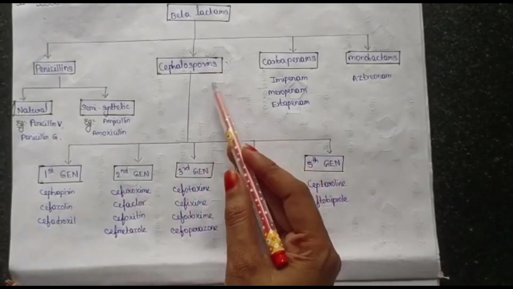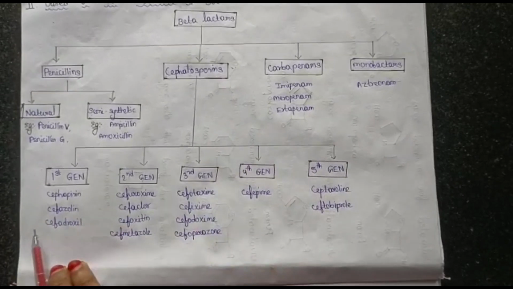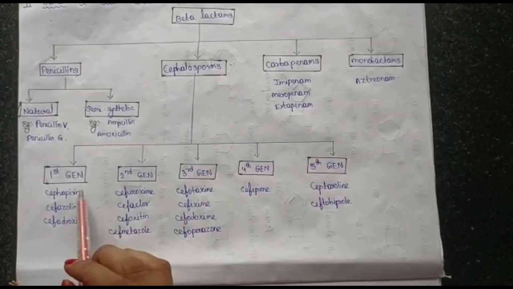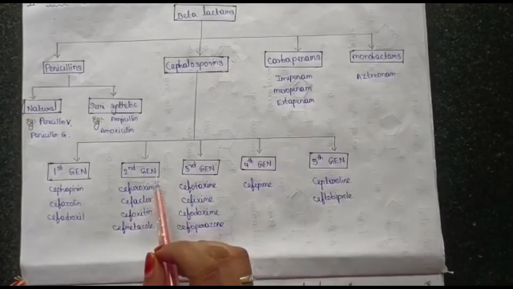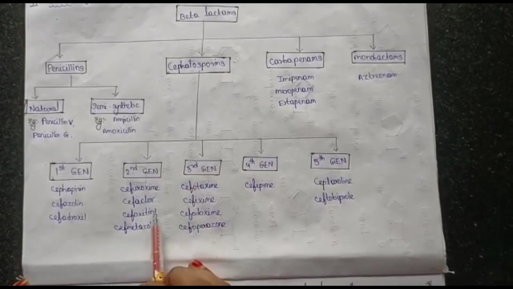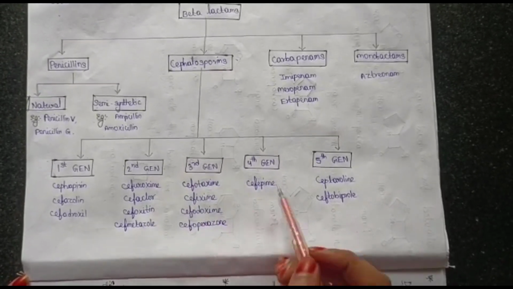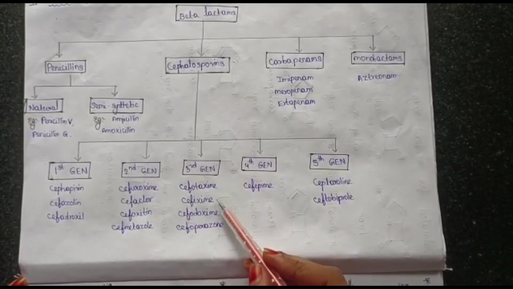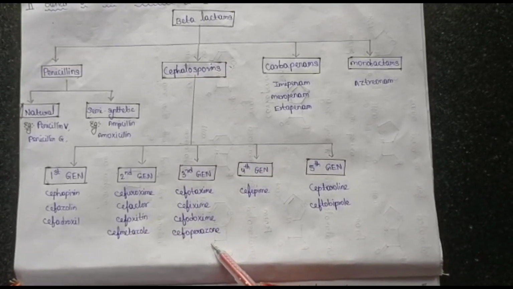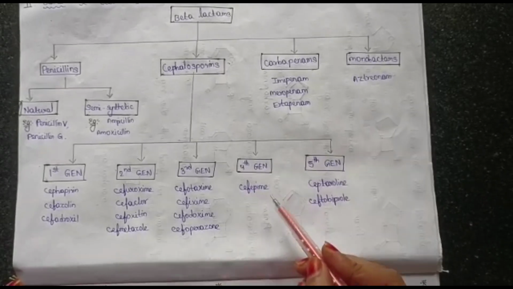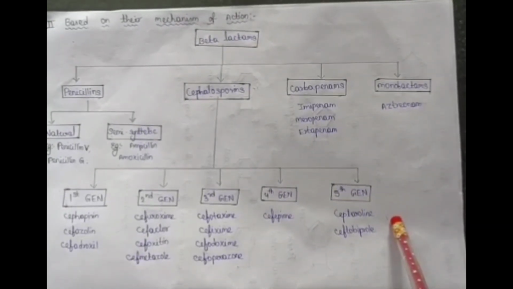Next, the second one is the cephalosporins. They are categorized into 5 types according to their generations. The first generation involves cefapyrin, cefazolin, cefadroxil, and the second generation involves cefuroxime, cefaclor, cefoxitin and cefmetazole. The third generation involves cefotaxime, cefixime, cefpodoxime and cefoperazone. The fourth generation involves cefepime. The fifth generation involves ceftaroline and ceftobiprole.